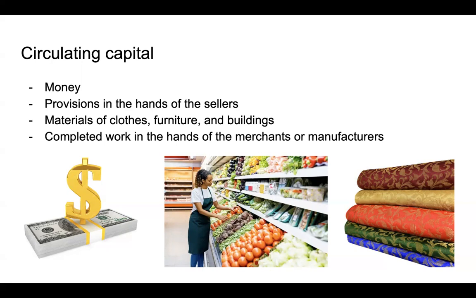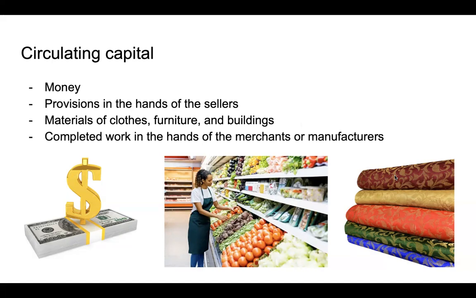One is provision in the hands of the sellers, right? So, for example, the food in the grocery store, right? And also materials of clothes, furniture, and buildings, right? So, I don't know, for example, concrete, bricks, silk, fabrics, this stuff, right? They would be turned into something for immediate consumption.